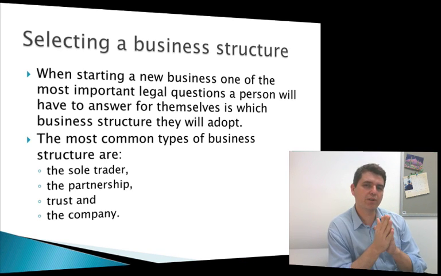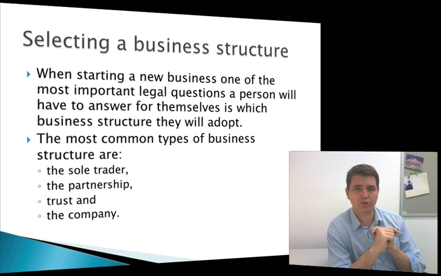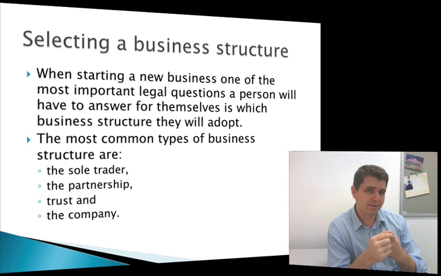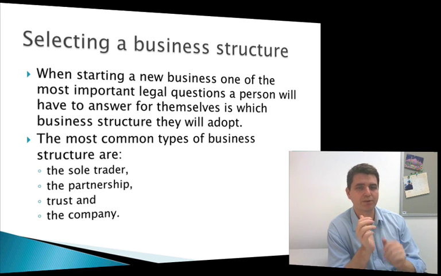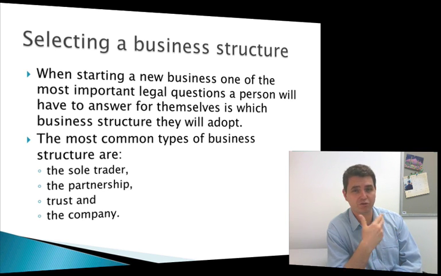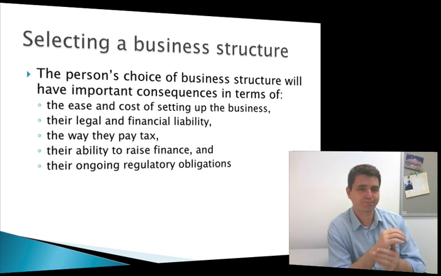One of the most important legal questions that you face when you're setting up a business is what kind of structure should that business take? As I've mentioned, there are 4 options here. Well, there are more than 4, but the 4 key ones that we use a lot are sole trader, partnership, company, and trust. Often you can use a combination of these, but we're going to deal with them as distinct types of business structures that we can actually use.